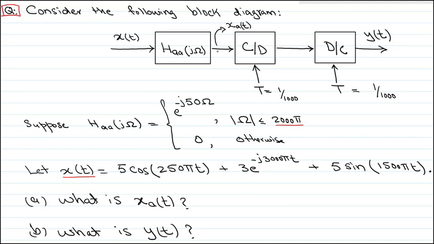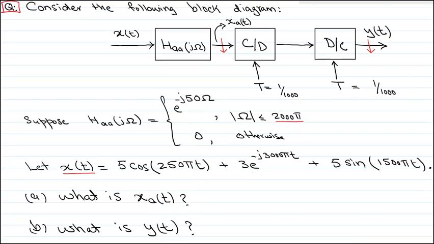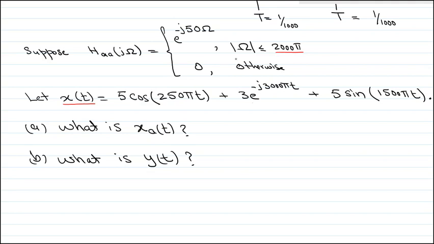And the question is asking, what is the output of this anti-aliasing filter block? And then once the output is sampled, then reconstructed using 1000 Hertz, what is the output of the reconstruction block? So the main thing to focus here is the first, let's look at part A solution.